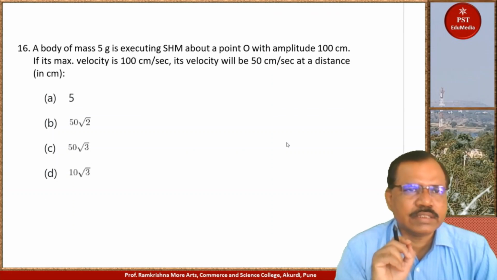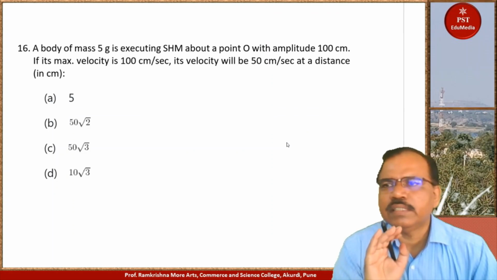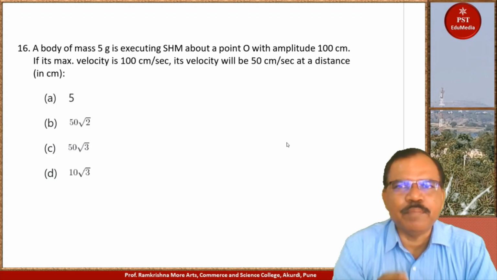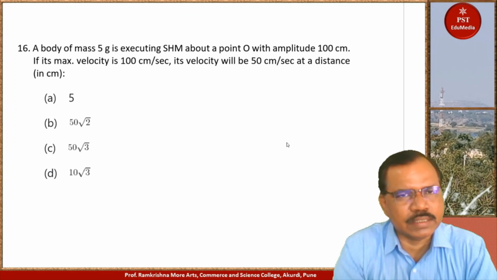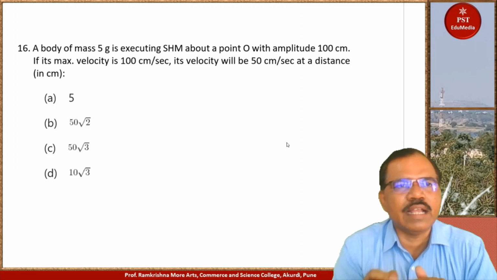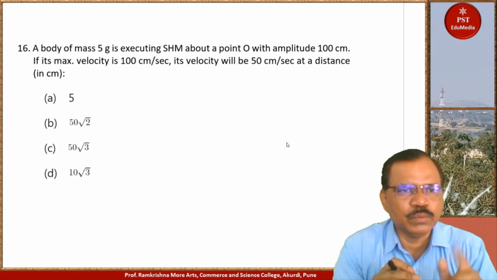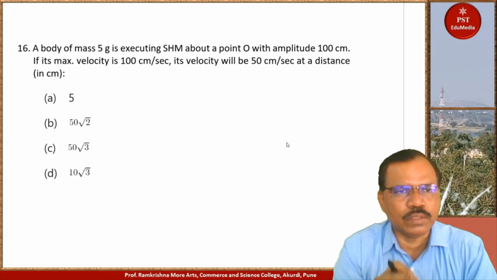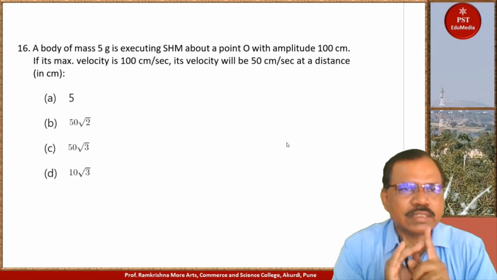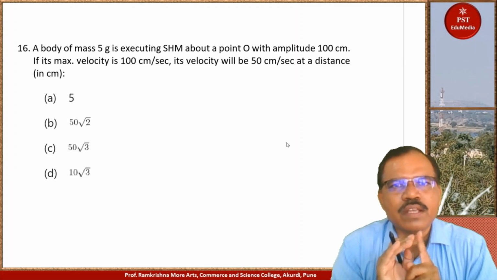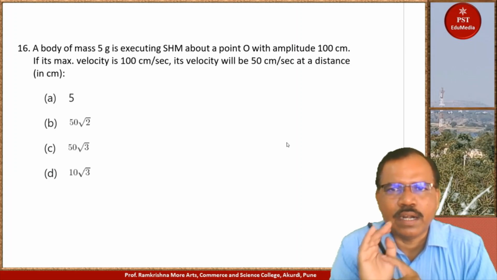A body of mass 5 gram. So it is in CGS unit. Is executing SHM about a point O with amplitude 100 centimeter. If maximum velocity is 100 centimeter per second, its velocity will be 50 centimeter per second at a distance A 5, B 50 into root 2, C 50 into root 3, D 10 into root 3. Now see carefully. A body of mass 5 gram is executing SHM about a point O with amplitude 100 centimeter.